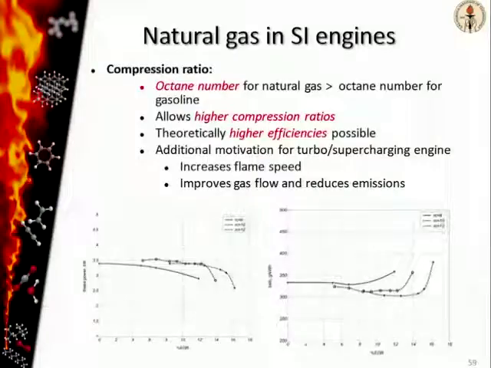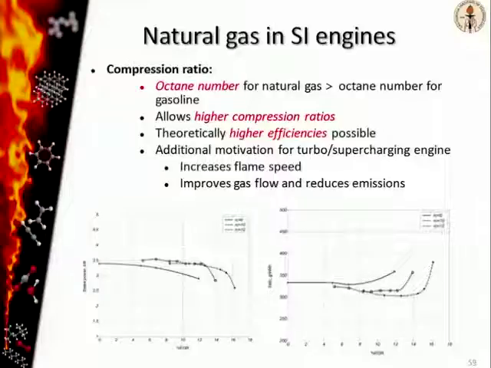The second issue, a major consideration for using natural gas in a spark ignition engine, is the compression ratio. Now, octane number is something that qualifies the combustion quality of the fuel. So the higher the octane number, you find that you can increase the compression ratio inside the engine without causing serious harm, which would occur.